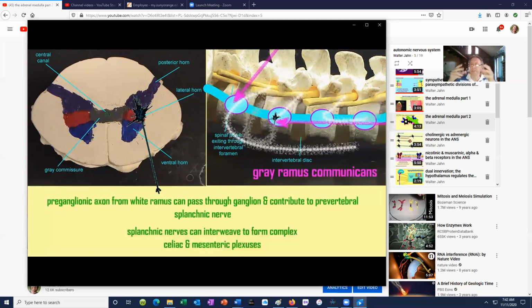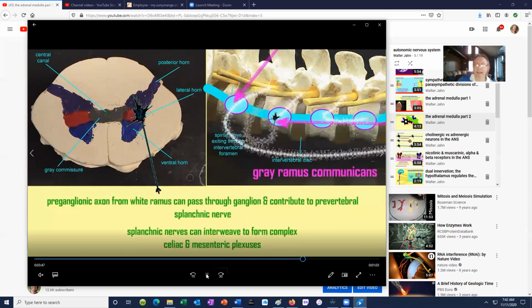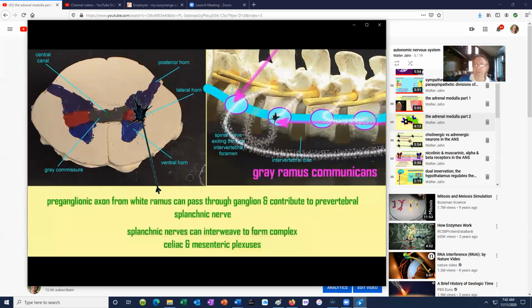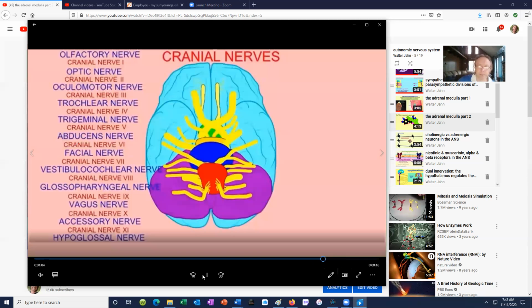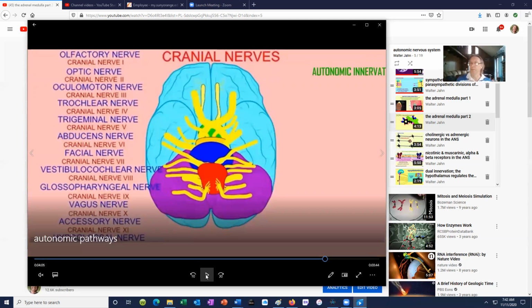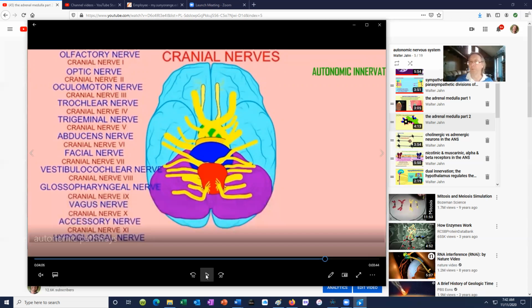They can interweave. So some go this way, they swap fibers, they form this net called a plexus. So there are celiac and mesenteric plexuses, for example, where these splanchnic nerves can interweave, and it can get complex because even other parasympathetic postganglionic neurons can fuse. So it can be confusing. Beyond a certain point, the anatomy of the autonomic nerves gets extremely complex.